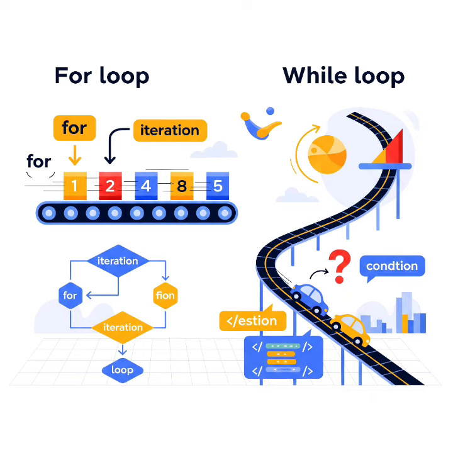Key idea: iterating over a sequence like a list of items, a range of numbers, or characters in a word, where the end is clearly defined.